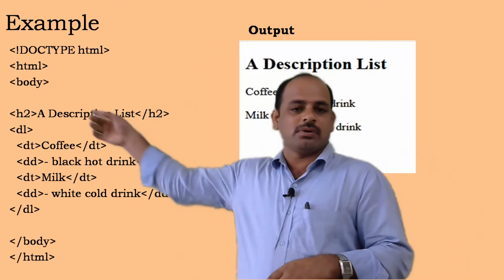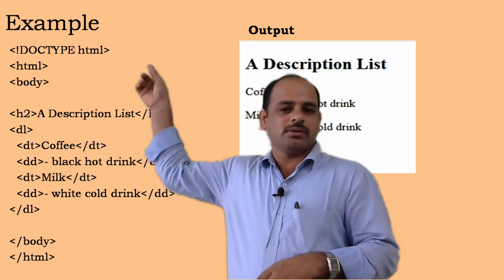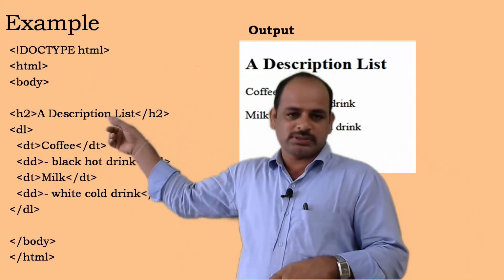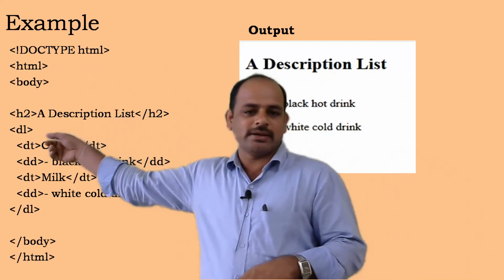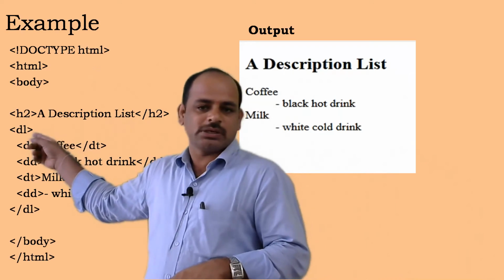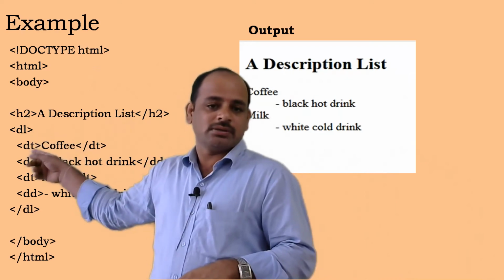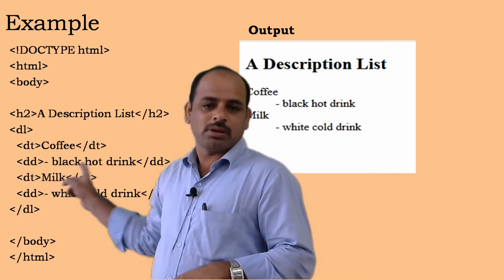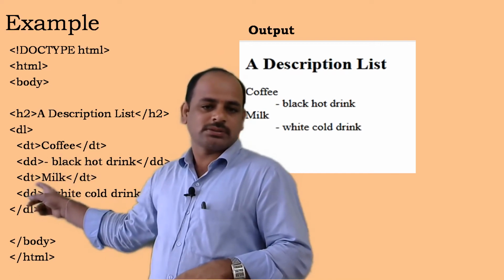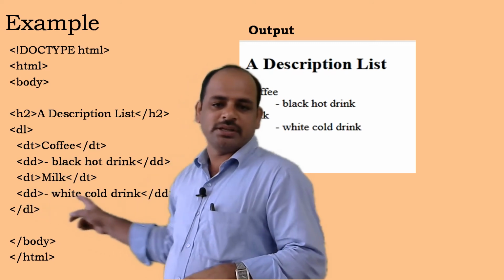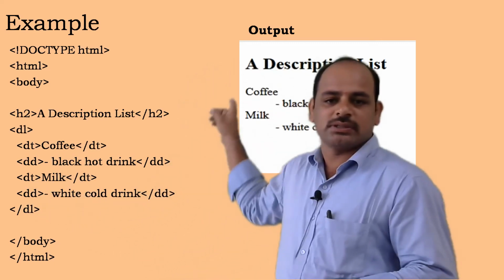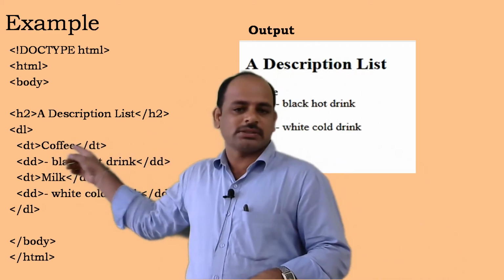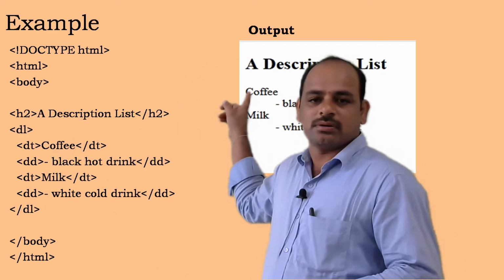We are again using the doctype, the HTML root element, the body tag, and H2, the heading tag. Next, DL, the description list, and DT, the term, and DD, the description, such as a hot drink. Next DT is milk, DD is a white color drink. You can see it in the output here. Basically, the DT term is coffee here, right?